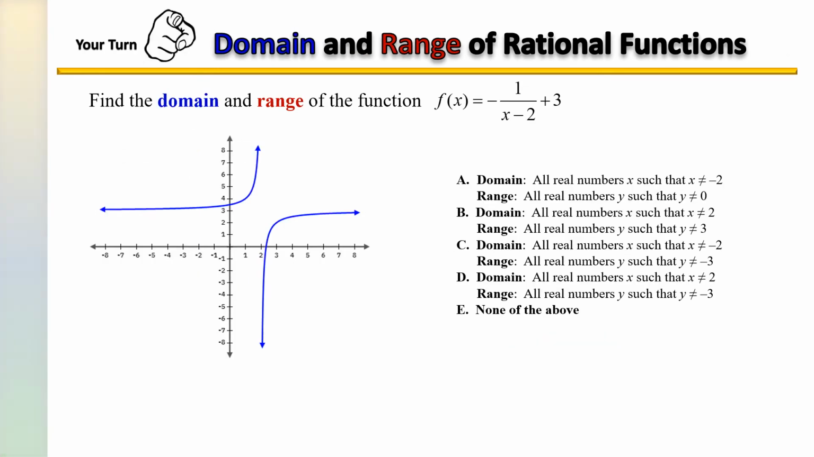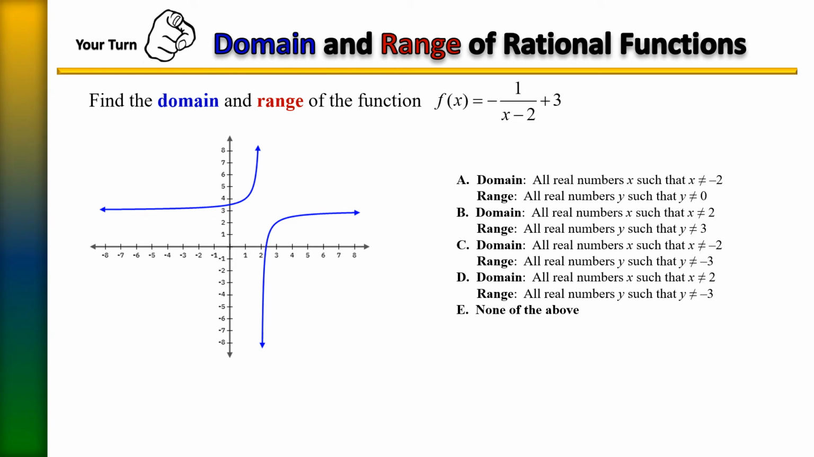Okay, your turn. I want you to find the domain and range of the given rational function. If you look at the answer choices, it's written in a way to where the domain and range includes all real numbers except certain values. So pause the video for a moment, take a look at the graph, and see if you can identify those values that are excluded from both the domain and range.